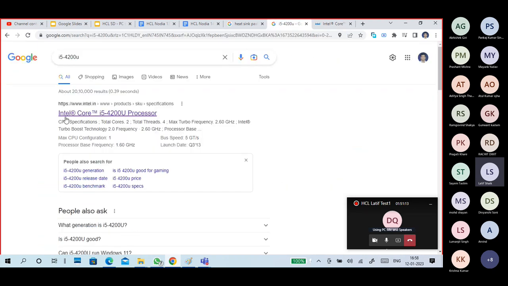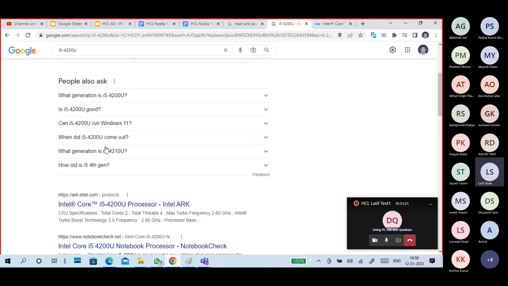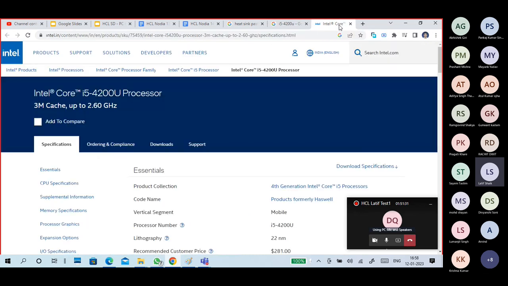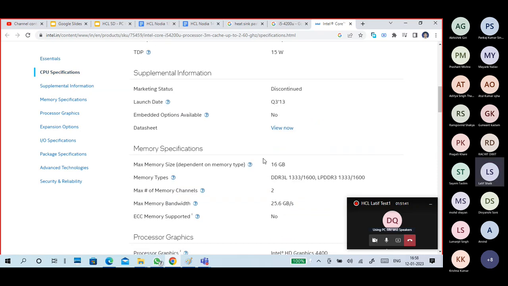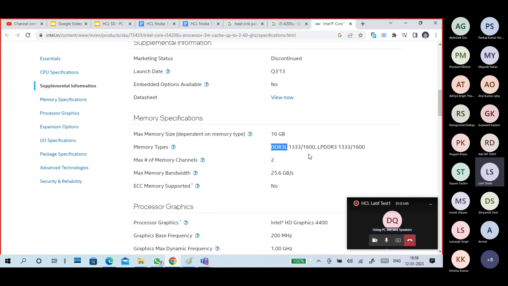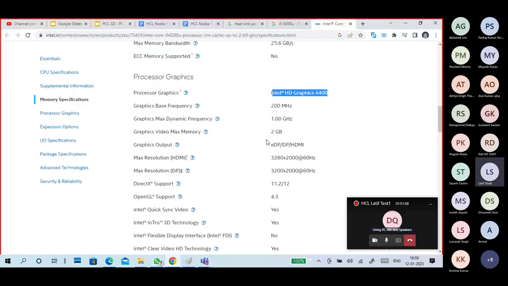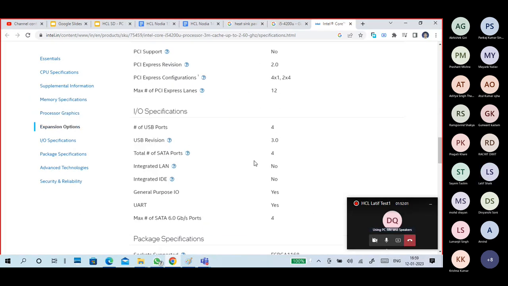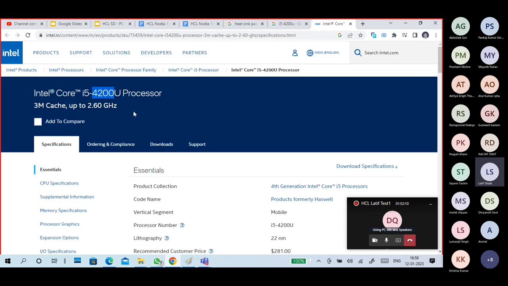Every model number represents something about a processor. There is a difference: you can see it is 4200, and it is 4210. Both are fourth generation, but there will be a difference, maybe in the number of cores or threads, or cache memory, or clock speed. It is supporting 16 GB DDR3 model, and this type of processor speed. Built-in Intel HD Graphics 4400, with 2 GB graphics. And 64-bit. Each number represents a generation and model number type.